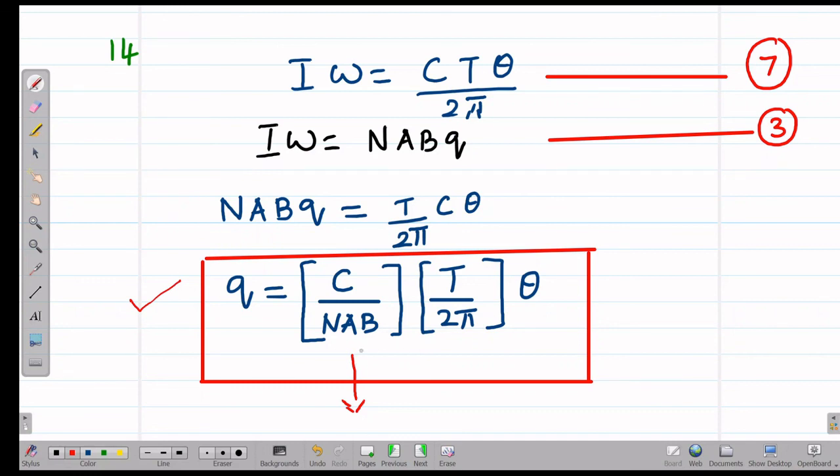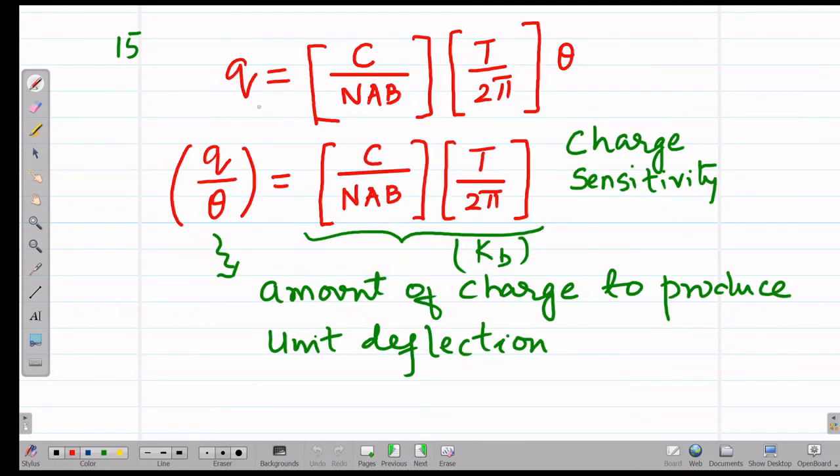In this formula, C by NAB, everywhere I have used capital N, you should use small n for the number of turns. I have used capital N because by habit I am using capital N. I think most textbooks nowadays use small n. So n is the number of turns. In the next step you will see that Q is equal to C by nAB into T by 2 pi theta. We will use small n here.